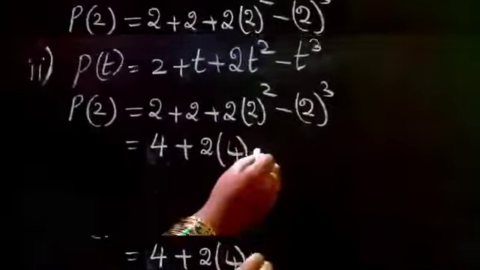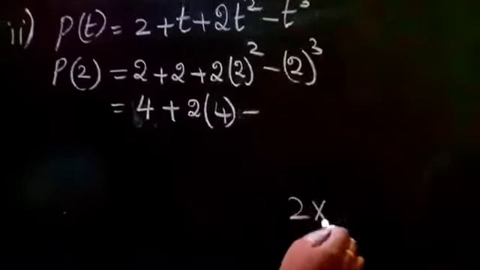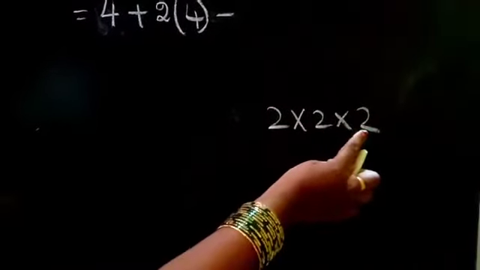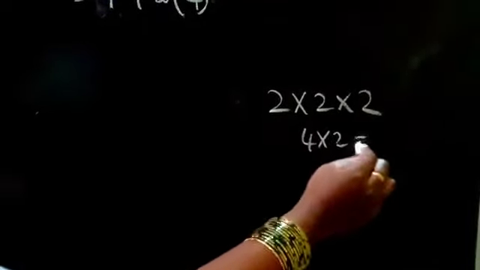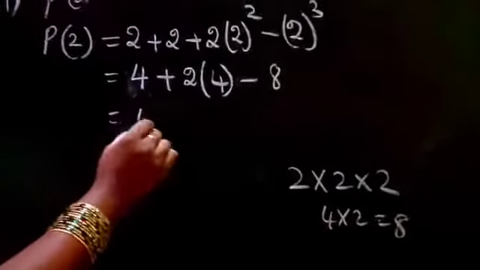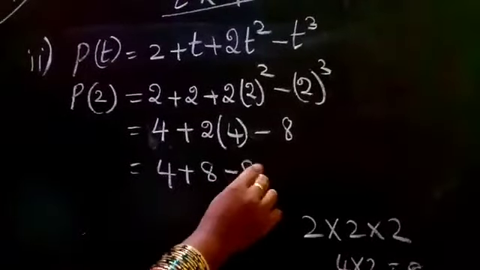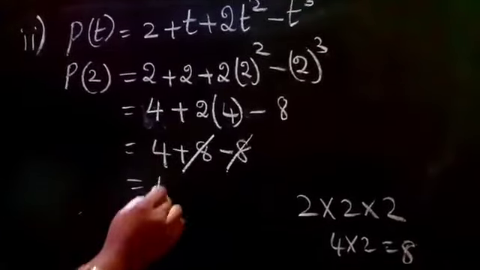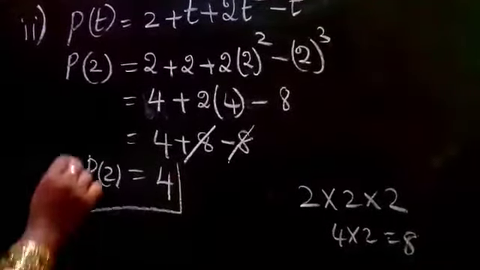2 2s are 4. Minus 2 to the power of 3 means 2 we have to multiply 3 times. 2 2s are 4, 4 2s are 8. This 8 we have to apply here. So here 4 plus 2 4s are 8, minus 8. We have plus 8 and minus 8. So our answer is 4. P of 2 is 4.